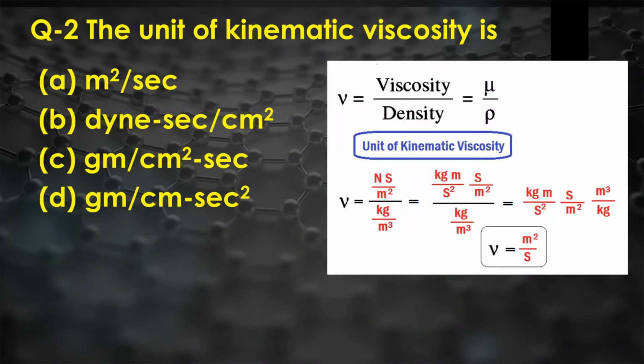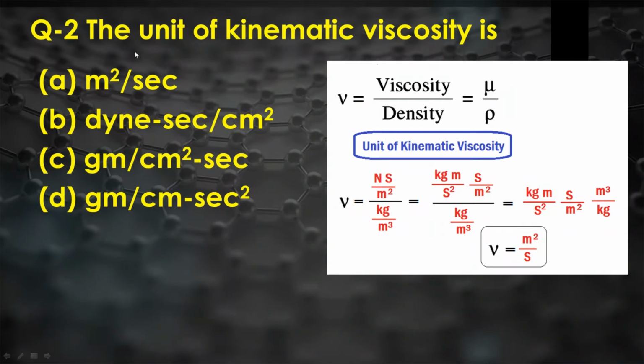We know that kinematic viscosity equals dynamic viscosity upon density. It is the ratio of dynamic viscosity to density. In the previous slide, we already derived that the unit of dynamic viscosity is Newton second per meter square, and we know the unit of density. Density means mass upon volume, so the unit of mass is kg and the unit of volume is meter cube. When we simplify this unit, finally the unit of kinematic viscosity is meter square per second. So the right answer is option A, meter square per second.